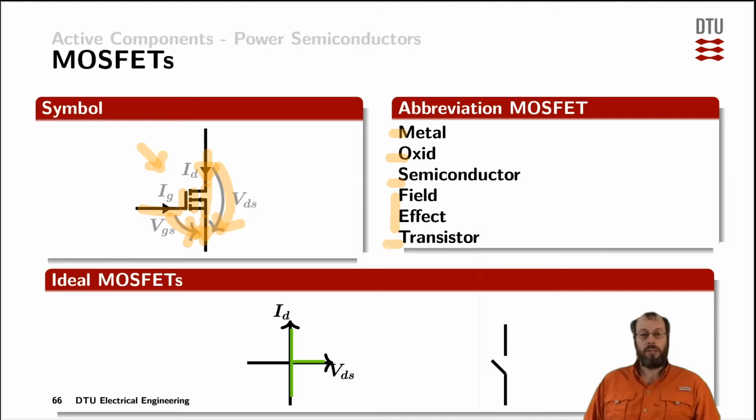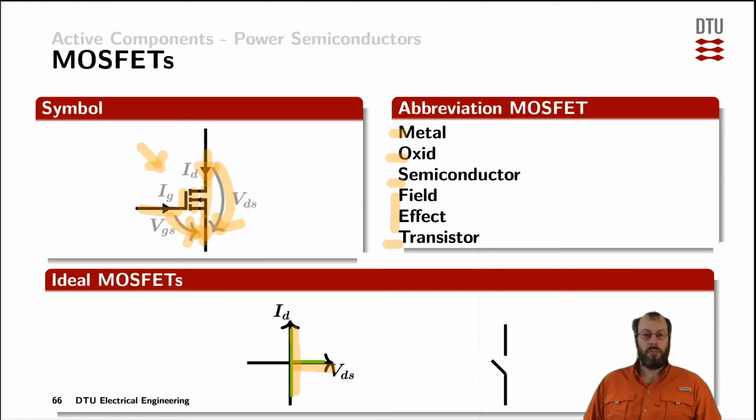The characteristics of an ideal MOSFET are either conducting, which is conducting in both directions, so it can conduct positive and negative current, or blocking, which means only positive voltage can be blocked by the MOSFET. Negative voltage would be short-circuited out by a parasitic element called the body diode, which is connected with its anode on the source and its cathode on the drain.